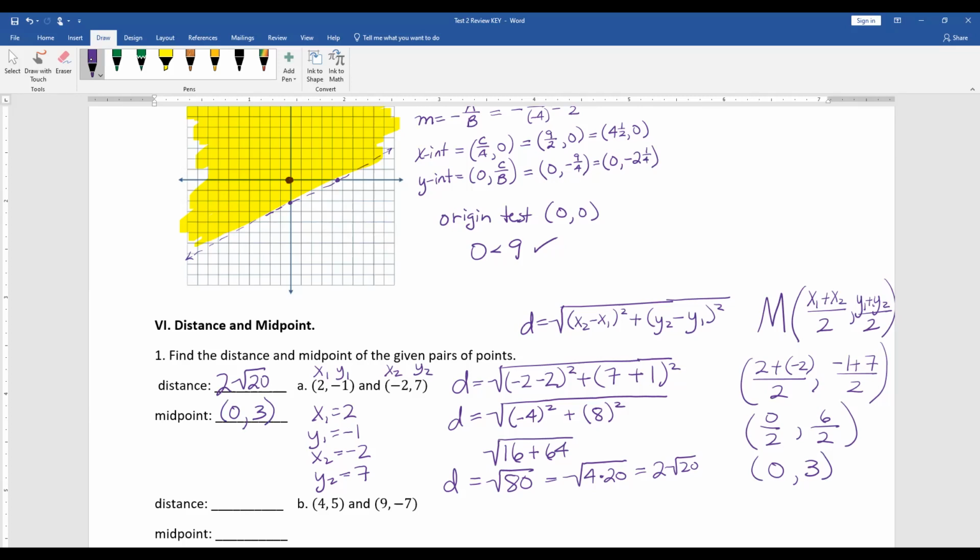Oh, it's 13. So in one, I gave you kind of a funky distance. The other one has kind of a funky midpoint. It's 4 times 20. And what's the square root of 4? 2.